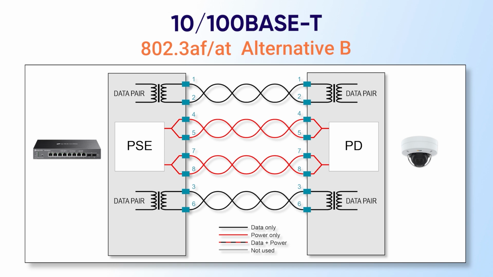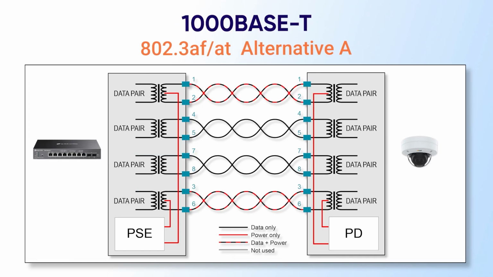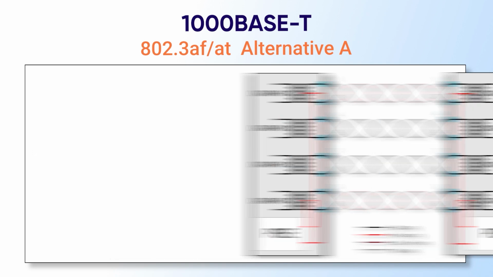A 10/100 network following Alternative B does not utilize phantom power. Data signals are carried on pairs 1, 2, and 3, 6, while DC power is applied to pairs 4, 5, and 7, 8. A gigabit network following Alternative A utilizes phantom power on pairs 1, 2, and 3, 6. Pairs 4, 5, and 7, 8 carry data signals only.